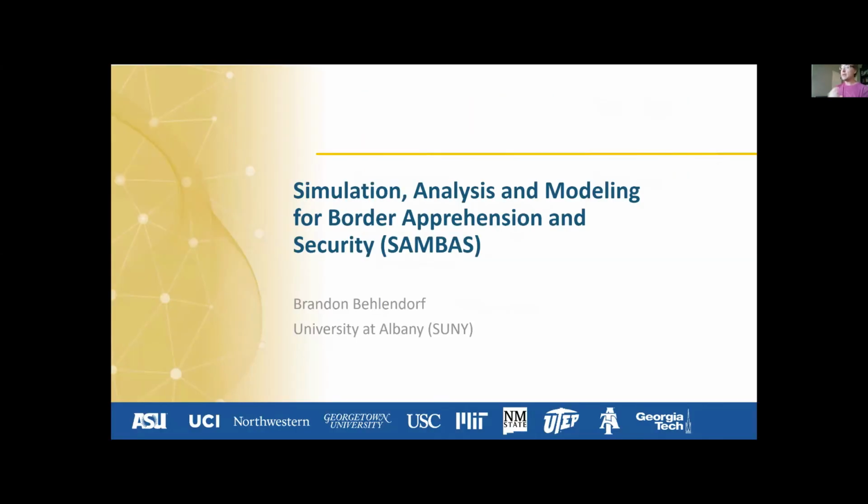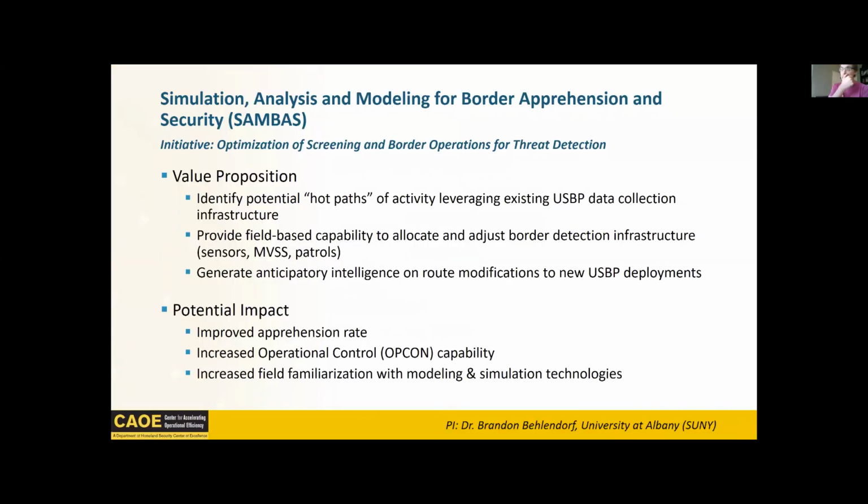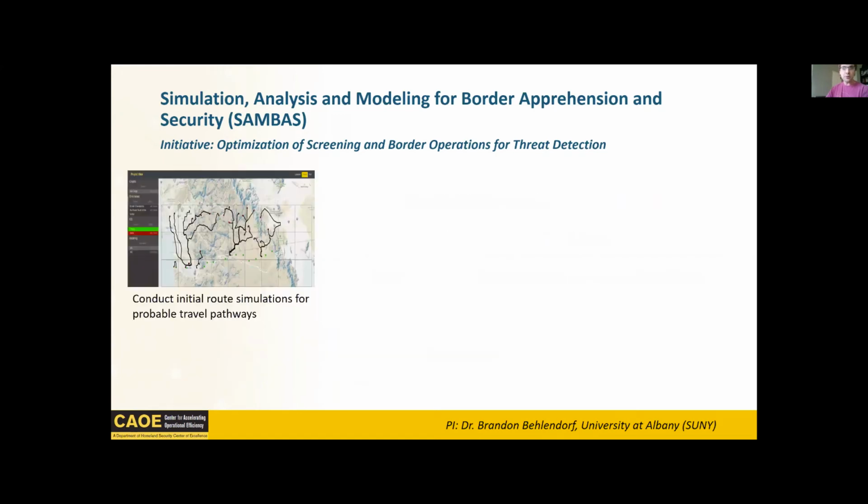One of the cool projects we have going on in our center is run by Brandon Bellendorf out of the University at Albany on simulation analysis and modeling for border apprehension and security, or SAMBAS. And so what he does is he's identifying different hot paths of activity, leveraging existing U.S. Border Patrol data collection infrastructure. So we sort of know where people that are smuggling illicit goods have been arrested. And he's trying to sort of backtrace to guess the probable smuggling paths to think about how we can add more patrols or more sensors to better detect this and improve apprehension rate and increase operational controllability.